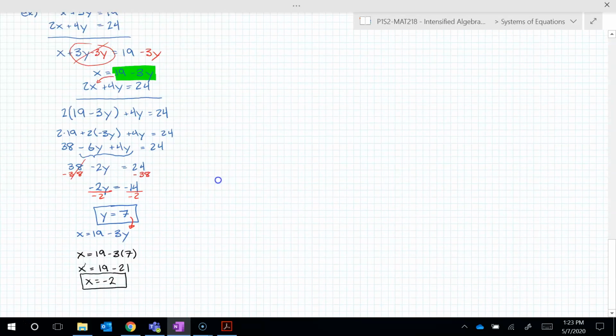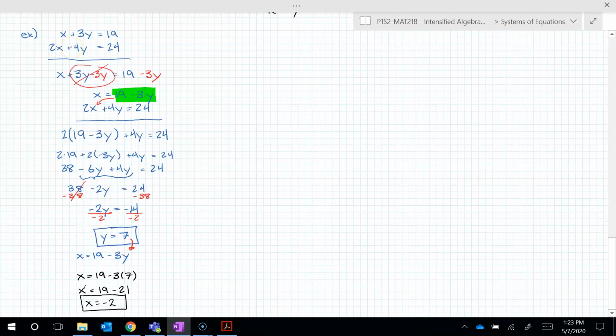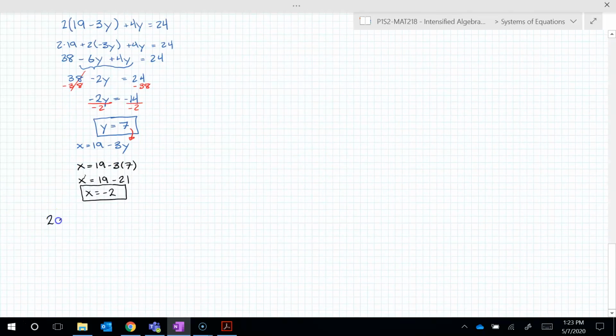Last thing I should do is check. Right, go back to the other equation that I didn't use, the 2x plus 4y is 24. And put in, I found that x was negative 2, that y is 7. So are these equal? Right. That would be negative 4 plus 28. Is that equal to 24? Yes. It is. We're good. My solution is negative 2 comma 7.